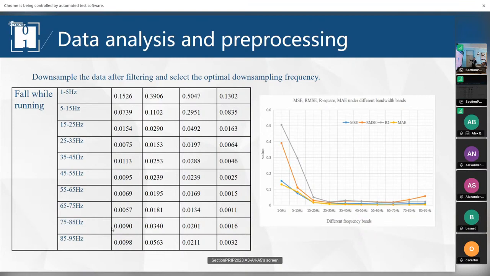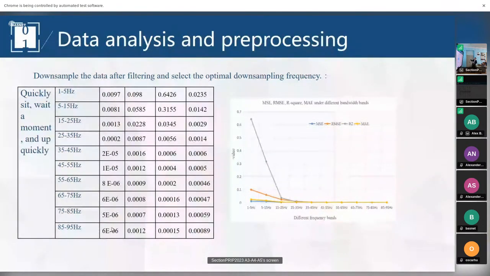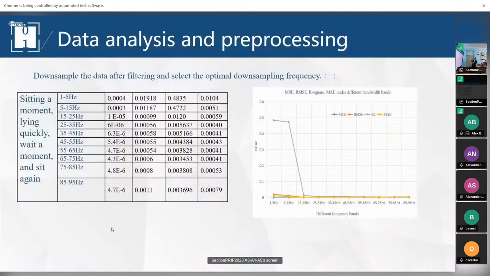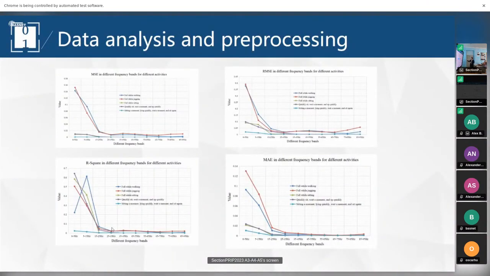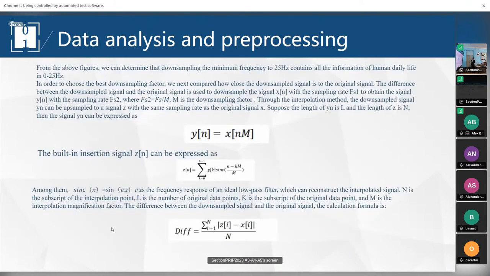From 5 to 15 hertz, there is no difference for the other activities. The four features are used for all of the activities. We can see all of the pictures show us that 5 to 15 hertz has a lot of information. With both the picture and the table, we can see our minimum frequency is 35 hertz.